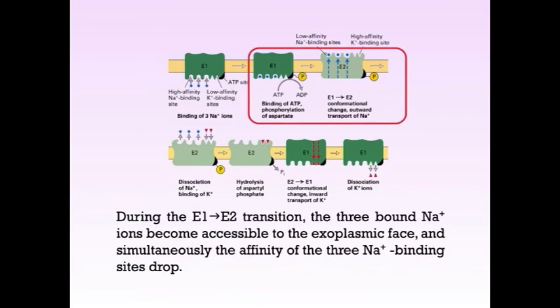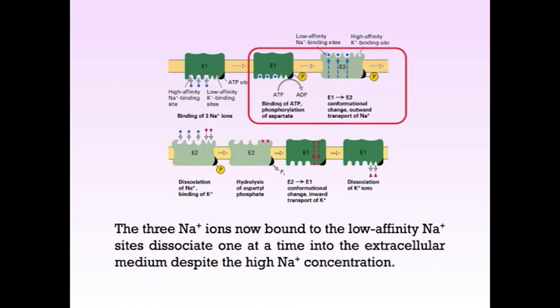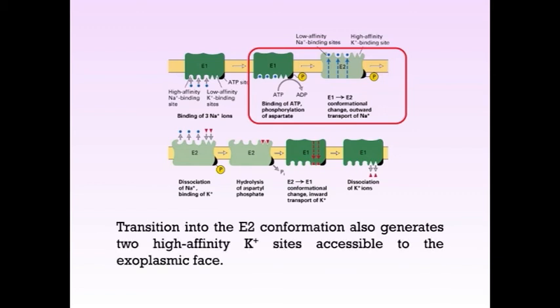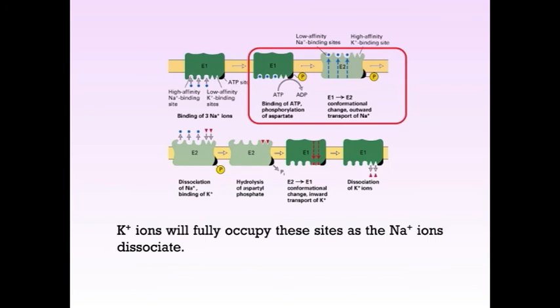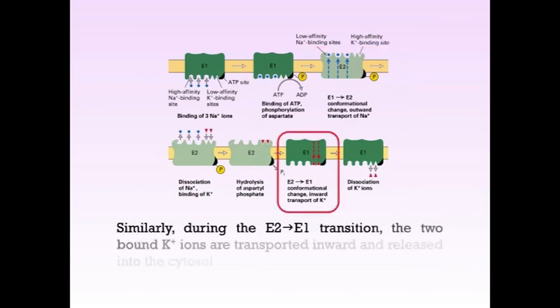During the E1 to E2 transition, the three bound sodium ions become accessible to the exoplasmic phase. And simultaneously, the affinity of the three sodium binding sites drops. The three sodium ions now bound to the low affinity sodium sites dissociate one at a time into the extracellular medium despite the high sodium ion concentration. The transition into the E2 conformation also generates two high affinity potassium sites accessible to the exoplasmic phase. Potassium ions will fully occupy these sites as the sodium ions dissociate. Similarly, during the E2 to E1 transition, the two bound potassium ions are transported inward and released into the cytosol. So that was how the sodium-potassium ATPase works.